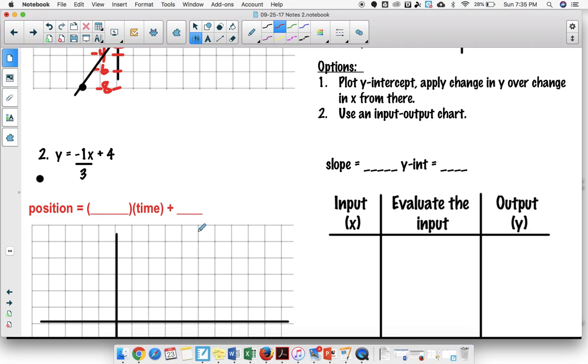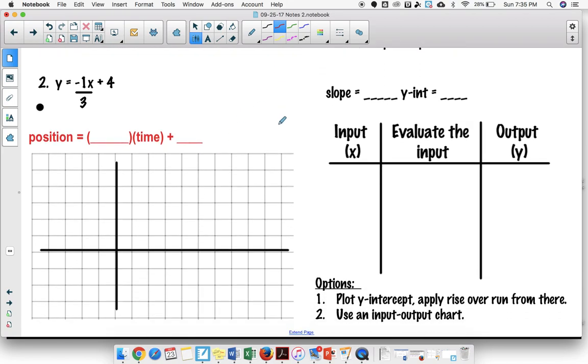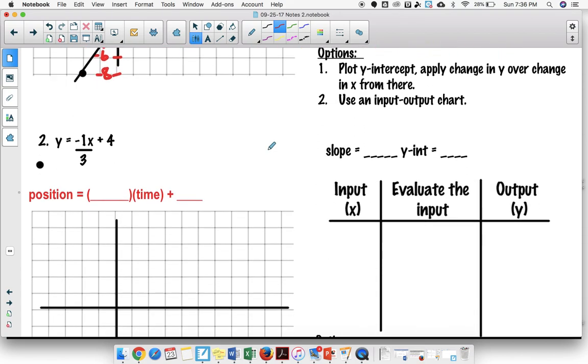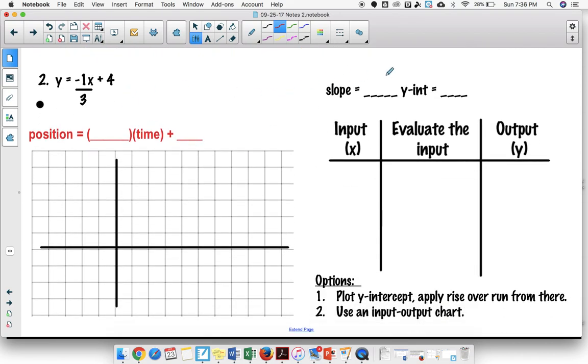Okay, we're going to do 2 in a little different order just because I want you to see that plotting points works. It's not as time efficient as using the slope and the y-intercept. So at this time, I'm actually going to start with recording my slope and my y-intercept. Okay, and I want you to look at the options here. We're going to do this option first, just so you can see how to come up with the graph. This says to plot your y-intercept and then apply rise and run.